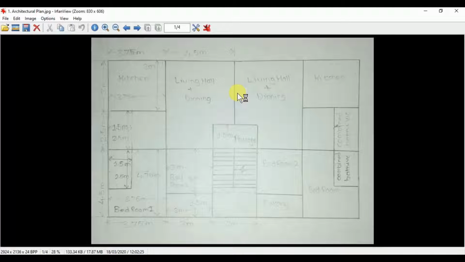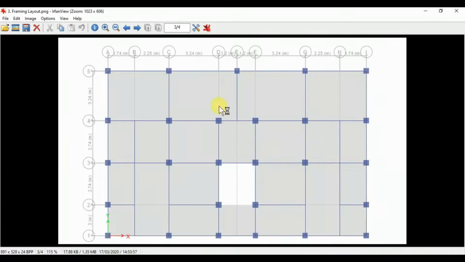For that, here you can see I have made the floor framing plan for this plan. So here it is. Here you can see I have positioned the column locations at a specific distance to control the percentage of steel in the column. And here you can see with the help of beams, I have joined all the floor slabs.